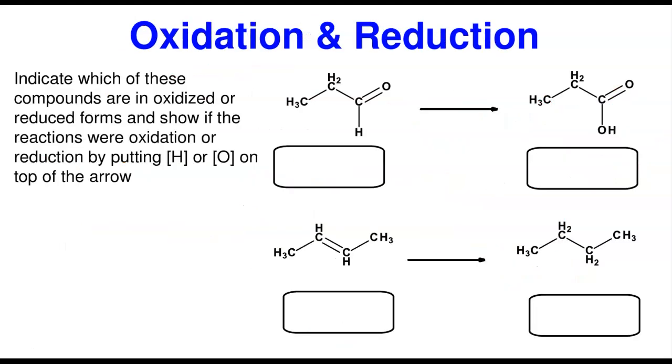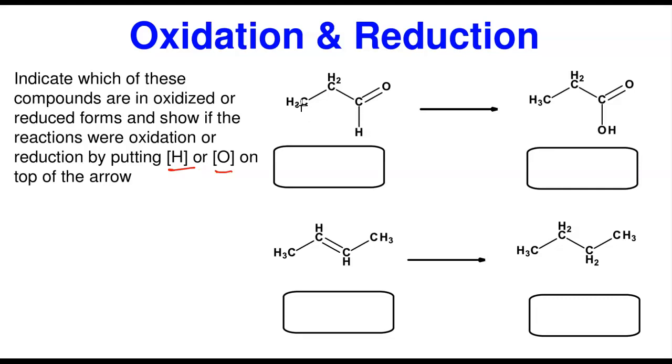So in the last of this, look at the question I'm going to pose to you in the first exam. You say, indicate which of these compounds are the oxidized or reduced form and show the reaction, whether it is reduction or oxidation, by putting this or this on top of the arrow. So we're going to study both of them first.